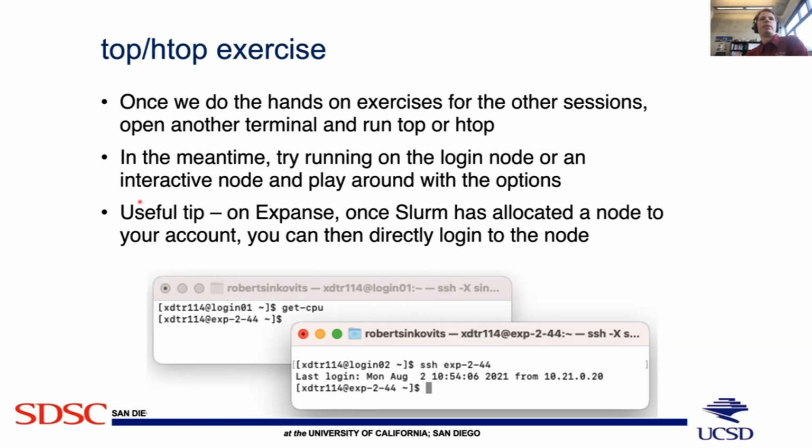One final useful tip here on Expanse. Once Slurm has allocated a node to your account, you actually can also log into that node. So if you have a batch job running, you can SSH into the node that's allocated for you, and then you can check whether your code is running properly using top and htop, for instance.